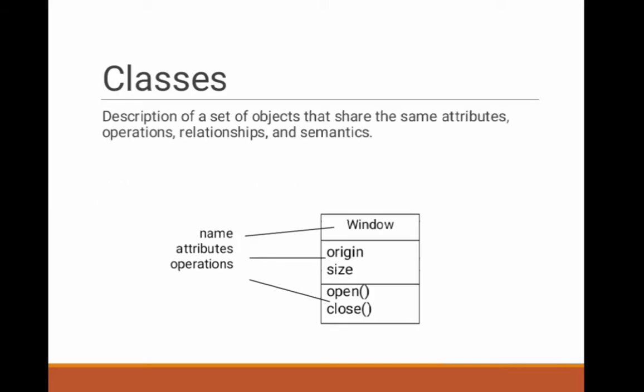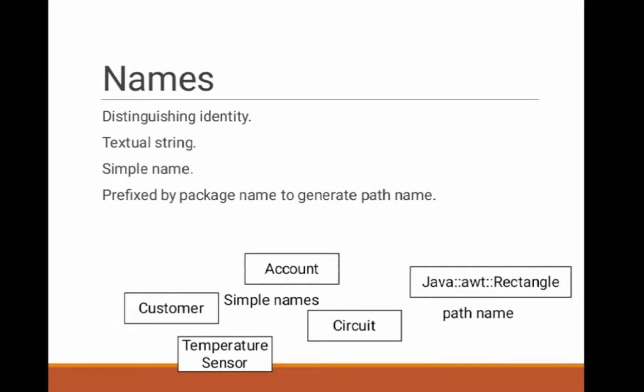First of all, we should know what a class is. It is a description of a set of objects that share the same attribute, operation, relationship and semantics. In symbolic notation, the class can be represented in three compartments. First is the class name, second is the attribute and third is the operation. In which, Window is the class name, origin and size are the attributes, and open and close are the operations.